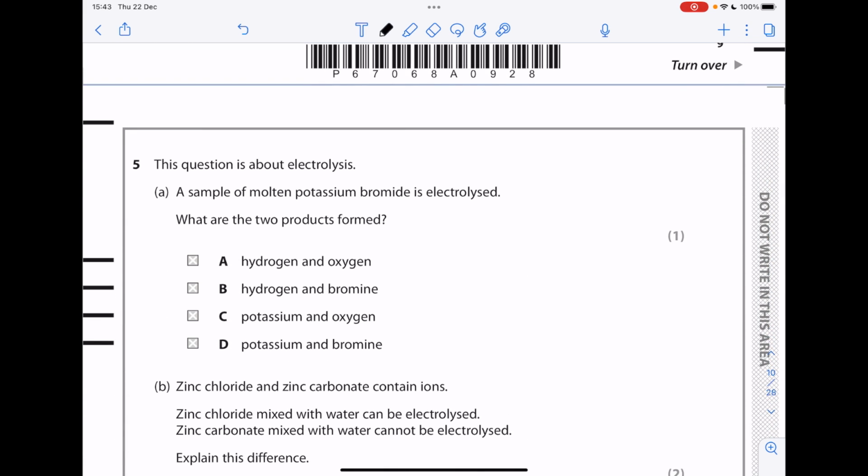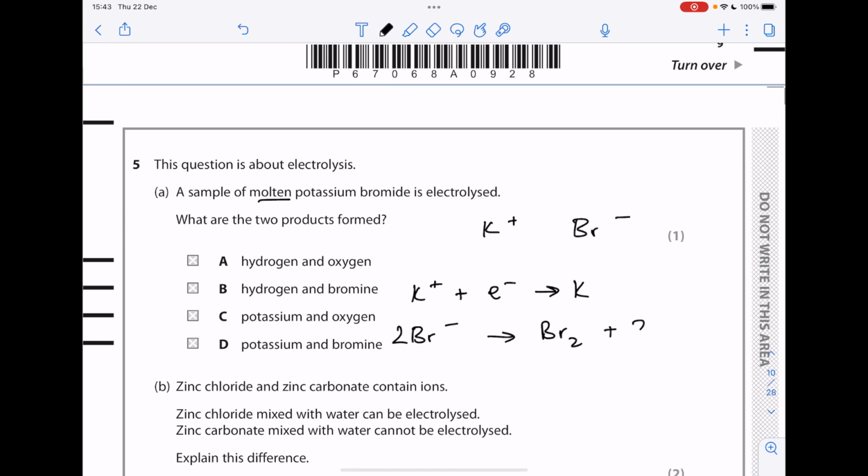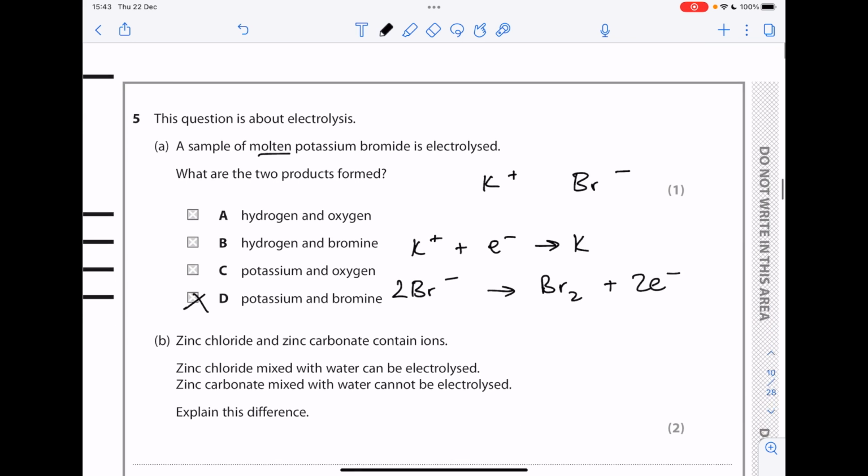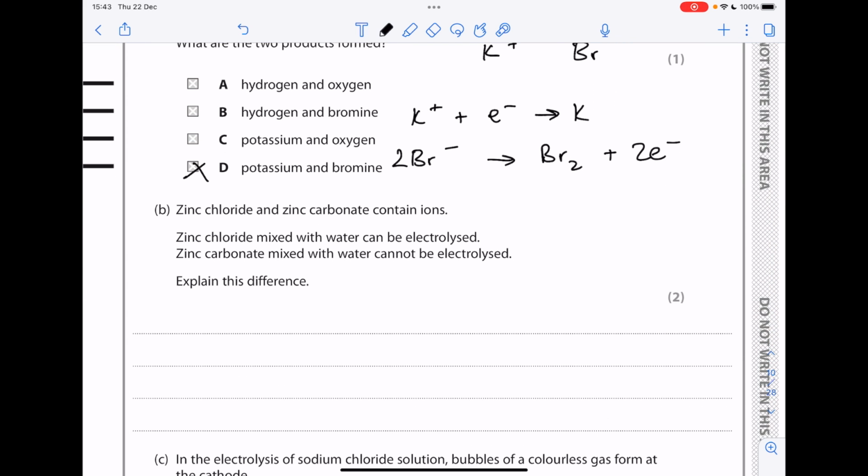This question is about electrolysis. A sample of molten potassium bromide is electrolyzed. What are the 2 products formed? So we have K plus, Br minus. So I'm just going to quickly show you with these half equations. Hopefully you can see, therefore, we're going to make potassium and bromine. Option D.